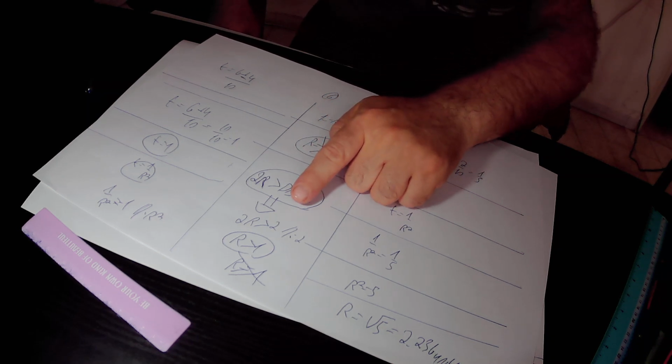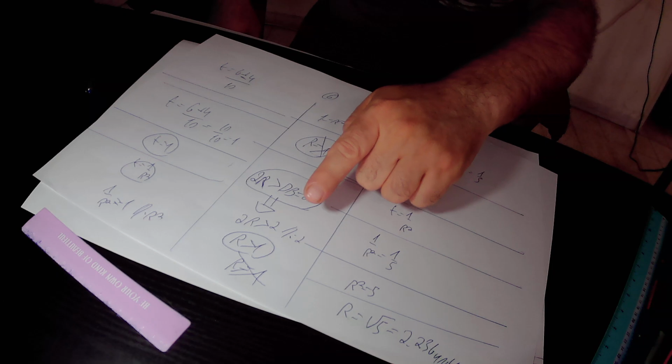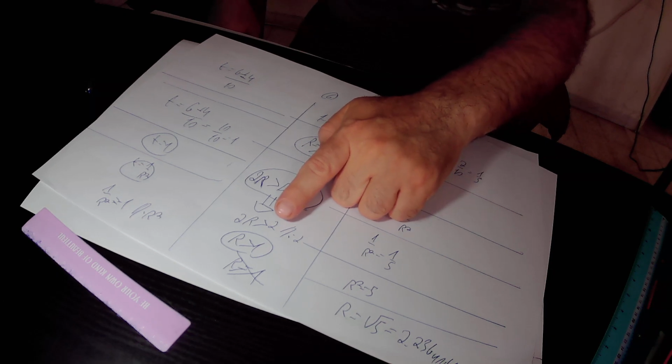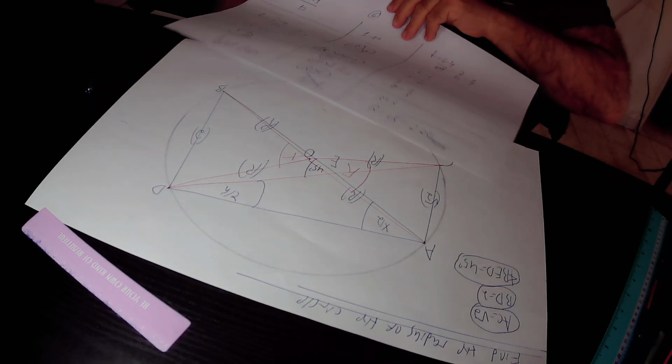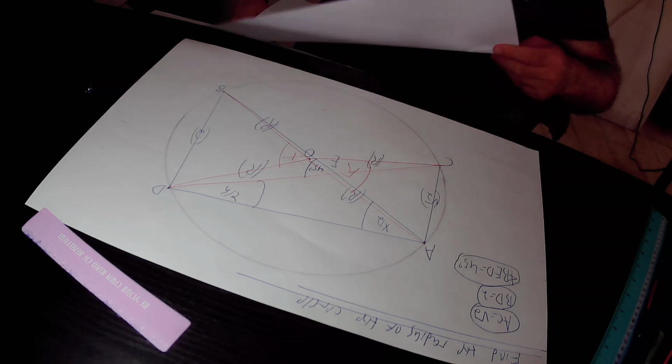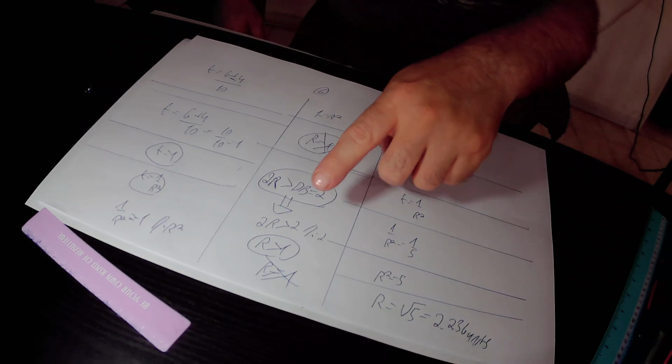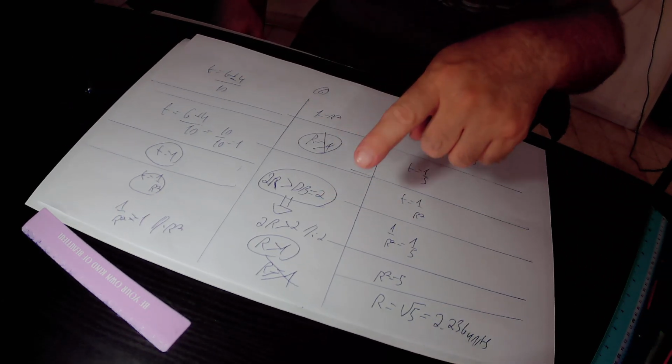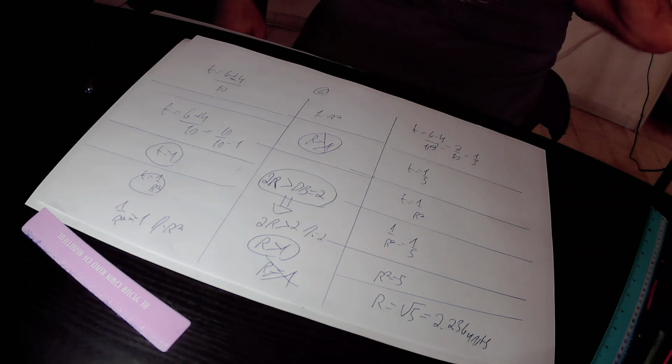Here we divide this inequality by 2, and finally find that the radius r of the circle must be greater than 1. If the radius must be greater than 1, the radius cannot be equal to 1. So we cancel this solution, and we are left only with the second possible solution for t.